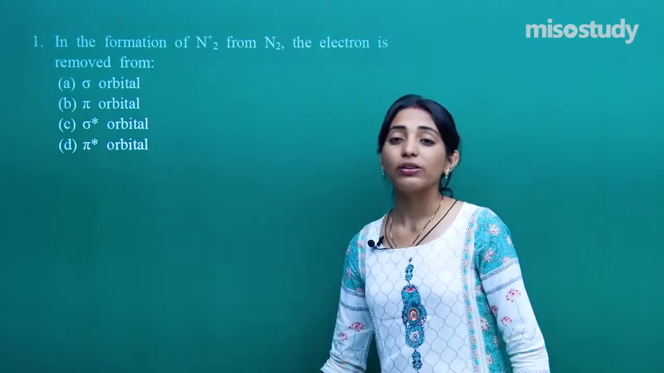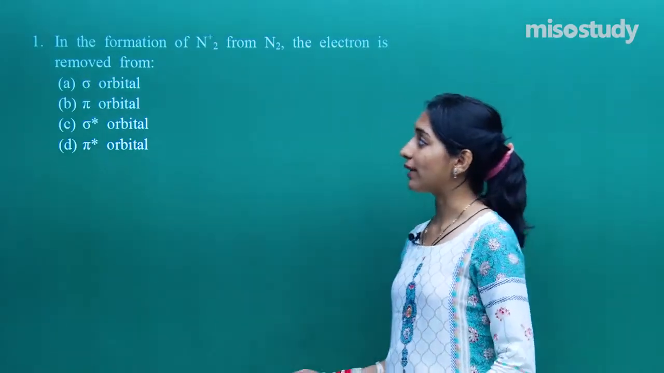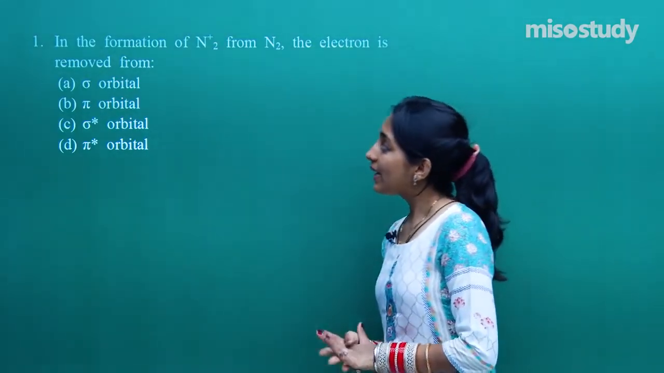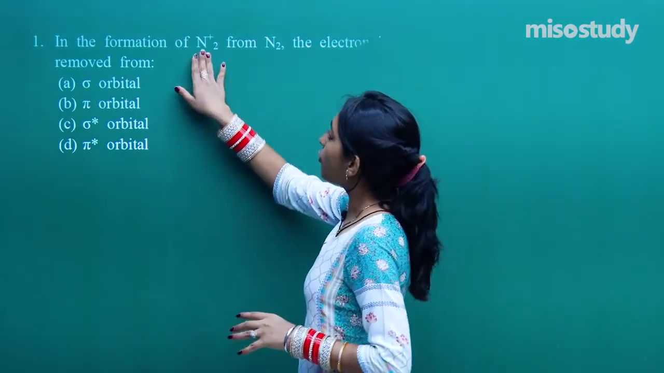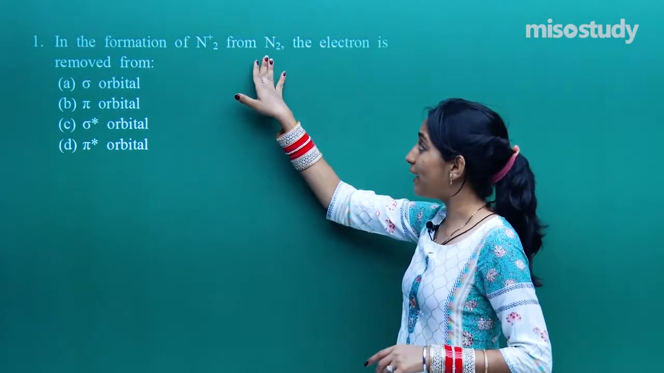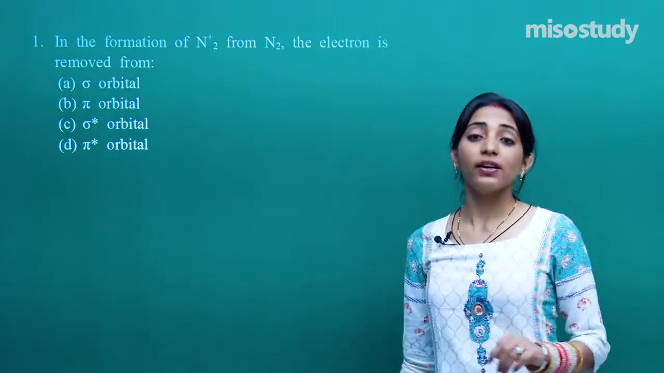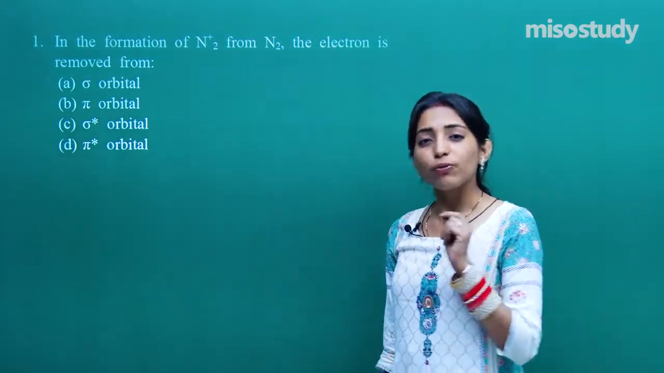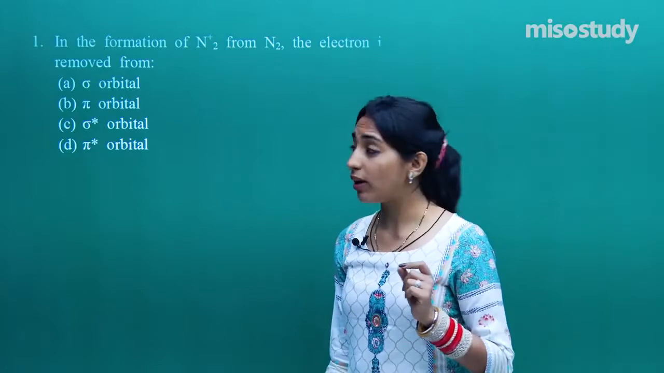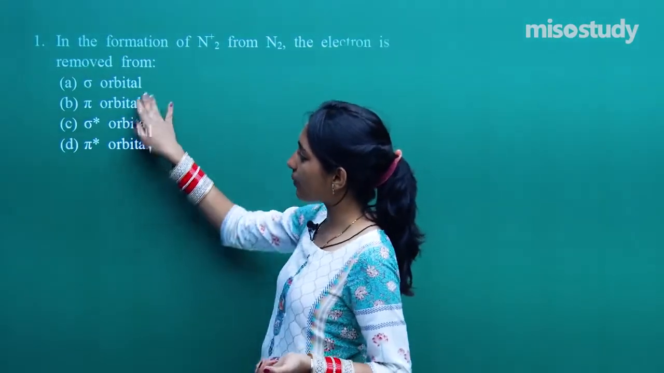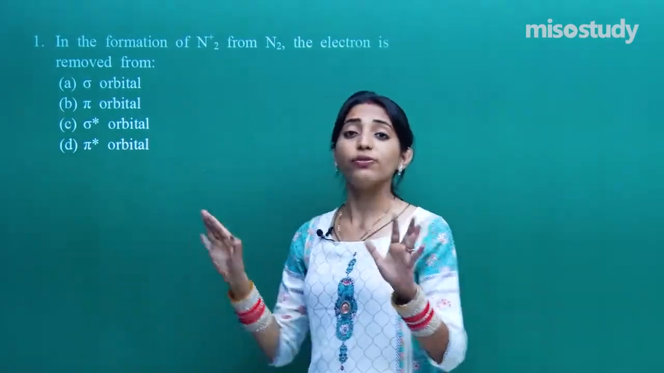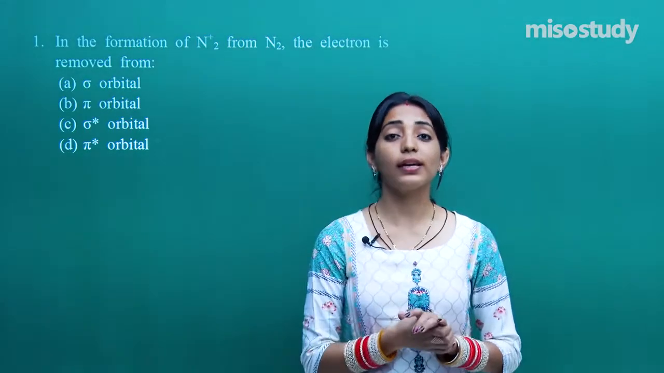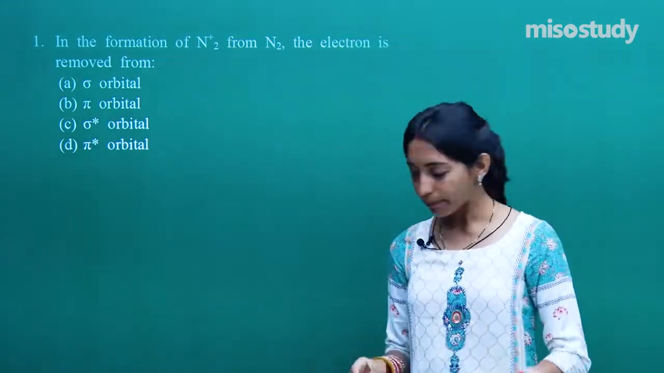And here I present the first question for you, and the question is, in the formation of N2 positive from N2, the electron is removed from. So you can see the options sigma, pi, sigma star, pi star. So we have to talk in terms of molecular orbital diagrams, right?